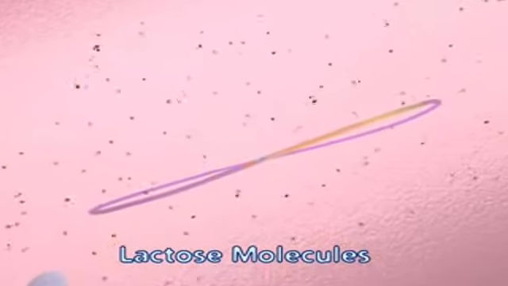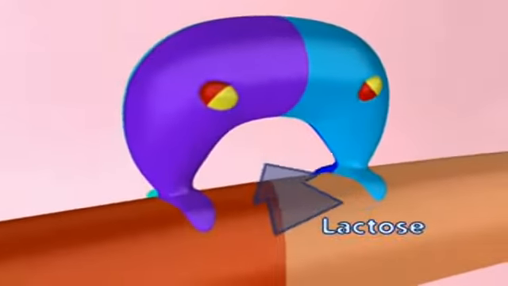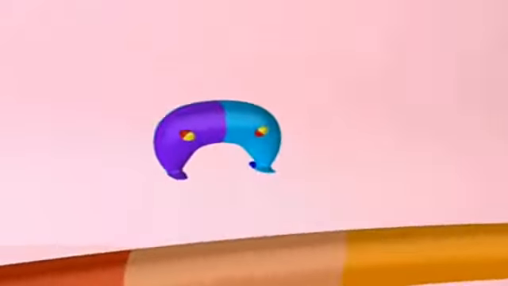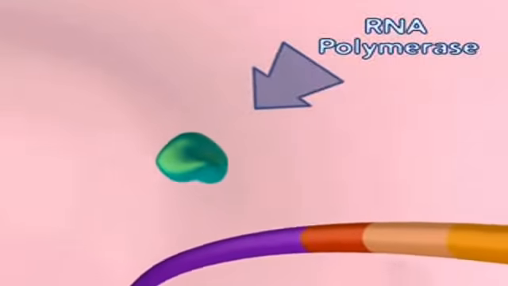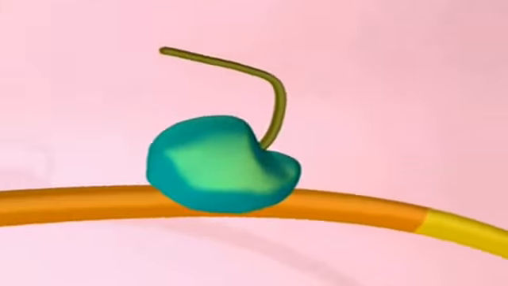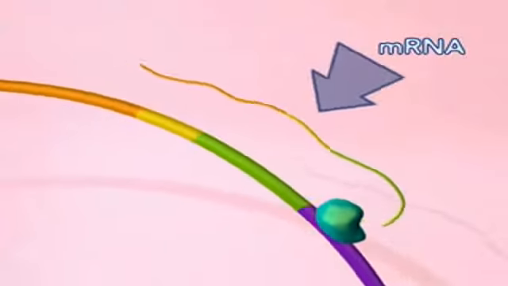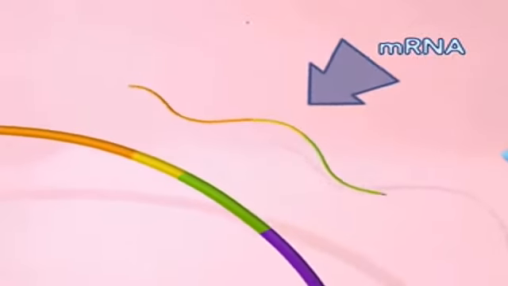After first appearing in the cellular environment, lactose passively enters the E. coli cell and binds to the repressor molecule. This binding releases the repressor from the controlling region. At this point, RNA polymerase can begin transcription of the operon. Here we show two of the three lac operon genes being transcribed into mRNA.